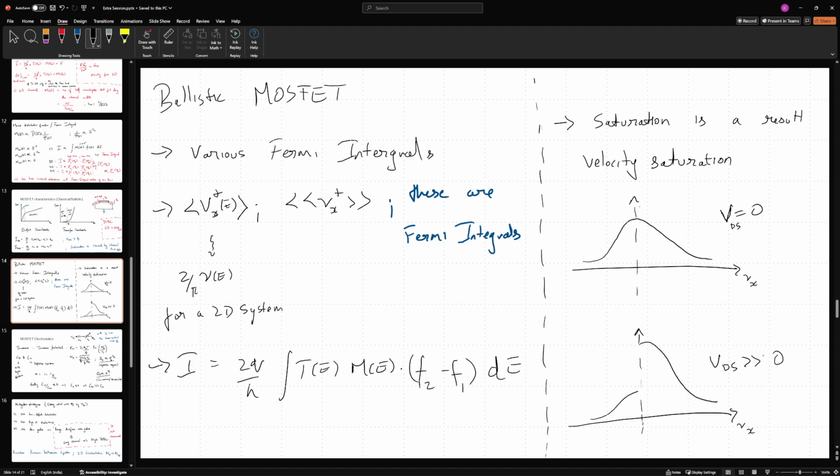Now, the idea is, initially when there is no VDS, I have a uniform distribution of velocity values in the channel, assuming that the channel has enough electrons. As I keep applying a higher and higher positive voltage, we can see that this distribution skews. But the point is, there are only so many electrons present in the channel, so this distribution can increase to the positive side by only so much. After that, there is no more velocity increase that will occur by applying VDS, and because of that, the current will saturate.